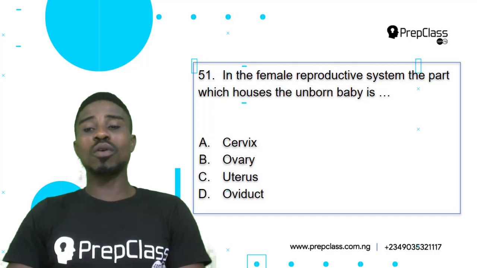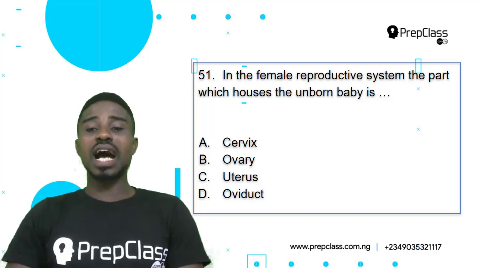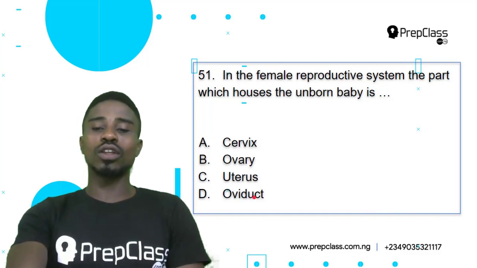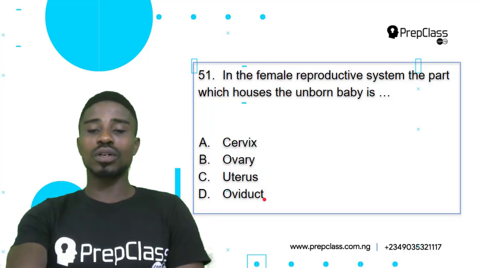Now, we know in the female reproductive system, the part that houses the unborn baby is the womb. So, in all of these options, we'll be looking at the one which is another name for our womb. Which one of these options is another name for the womb? The option that is another name for the womb is the uterus. Option C is the uterus, and that would be our correct answer.